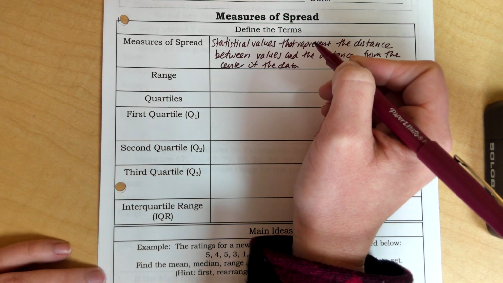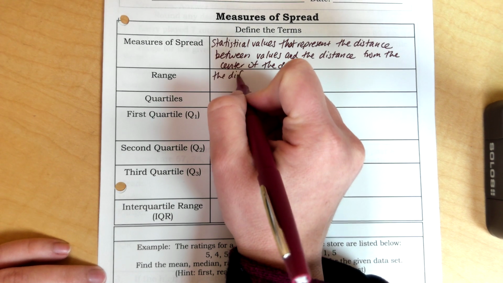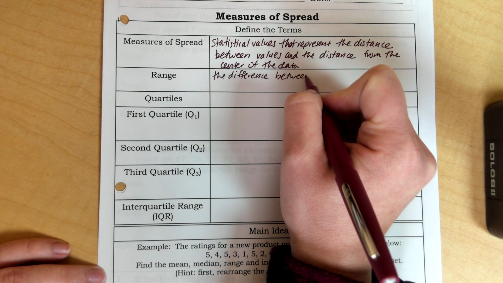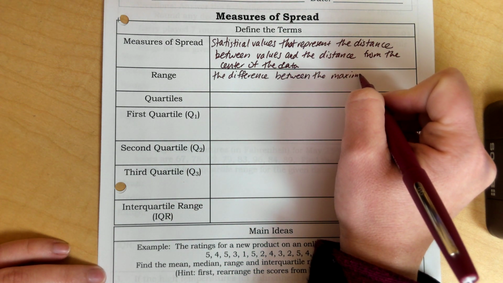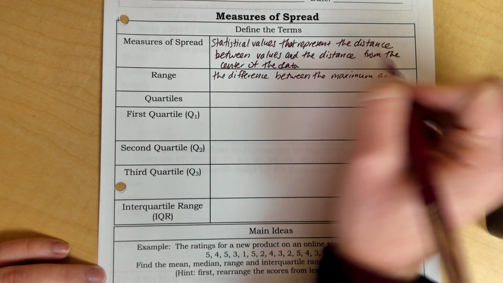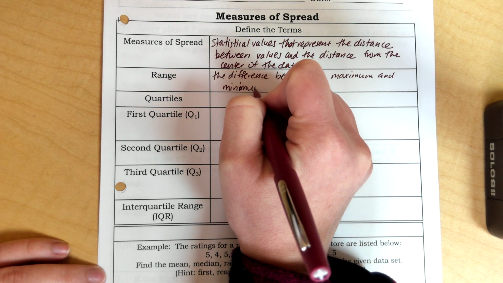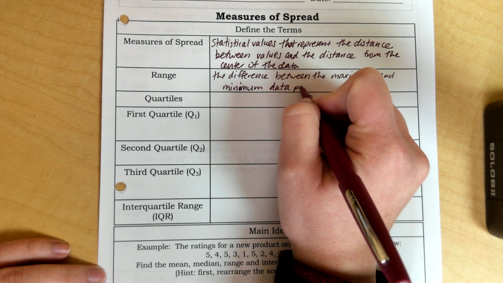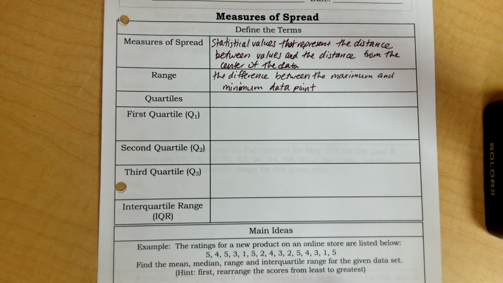So one of those measures is range. Range is the difference between the maximum, or the highest or greatest value, and the minimum, that lowest or smallest data point. It just gives us an idea of how far that data is spread out.